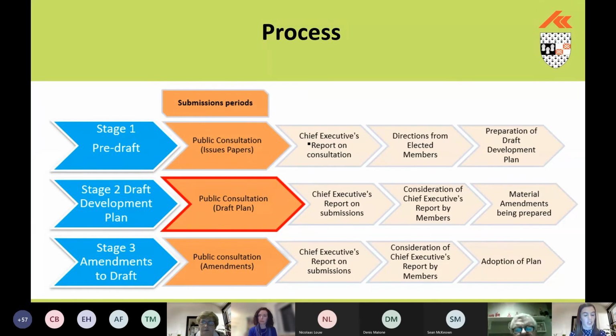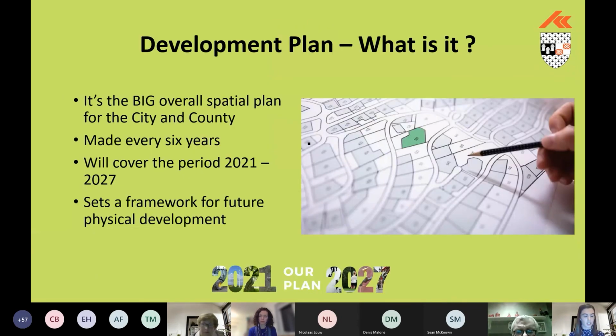Then we move to stage three, which is a public consultation on any amendments put forward. Again, we will seek submissions, each of which will be summarised. The Chief Executive gives her opinion on each of these submissions again. We compile these into a report and it goes back to the Chamber for final adoption by the members.